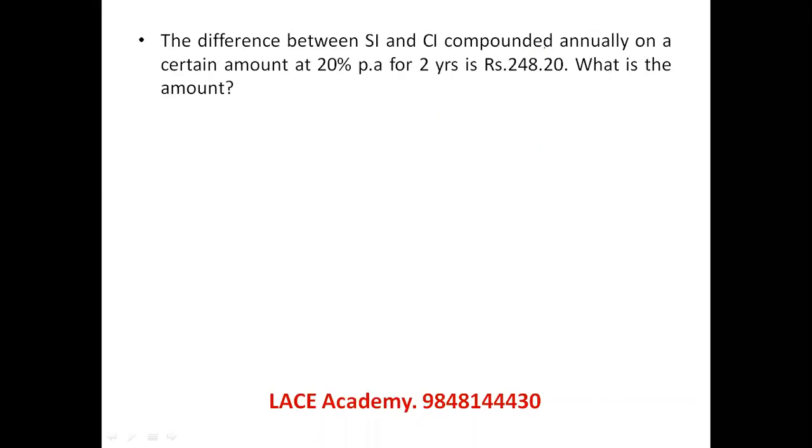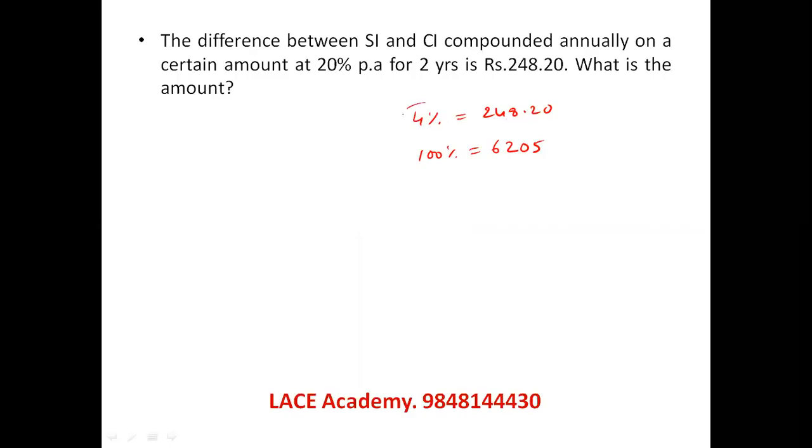Difference between simple interest and interest compounded annually at 20%. 20% means simple interest for 2 years is 40% and this is 44%. So 4% of the sum is equal to 248.20. What is 100% equal to? Divide by 4, and 100 goes that side. So 24820 divided by 4 is what is being asked, 6205. So this is your total sum.